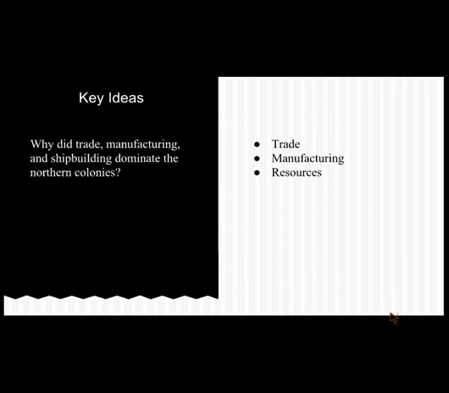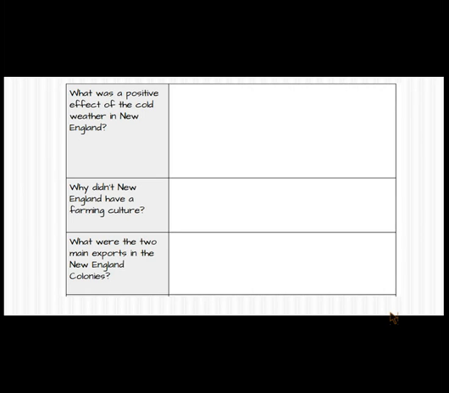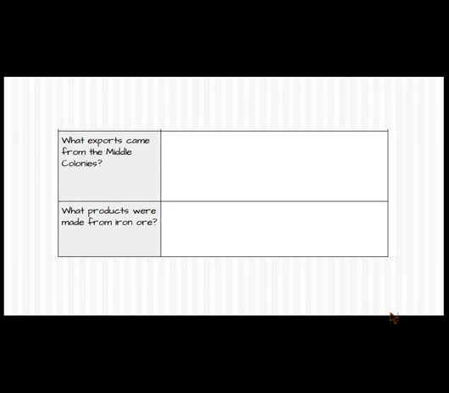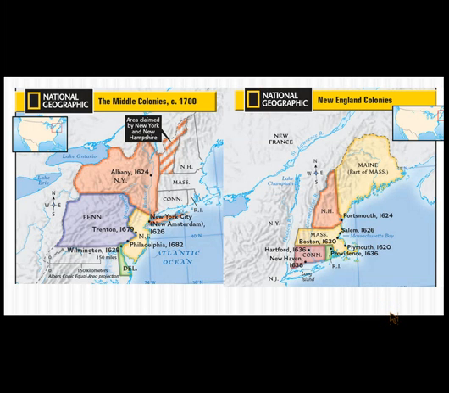Here are our key ideas and terms for today. Here are guided notes. The North is cut into two different regions, the Middle Colonies and the New England Colonies. Both regions have different climates and geography. Let's start with the environment in these areas.